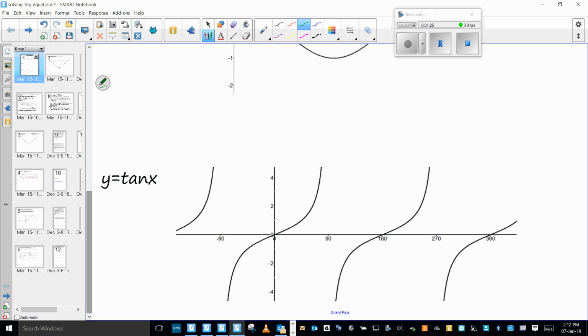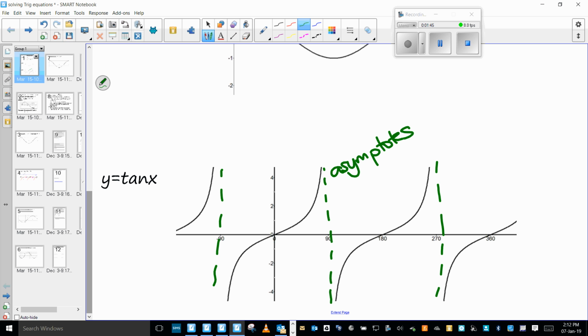What happened with the value of here, 90? What's that known as? Asymptote. Asymptote, good. So these are asymptotes. And they're every 180 degrees, so every 180 degrees, at negative 90, 90, and 270, etc.